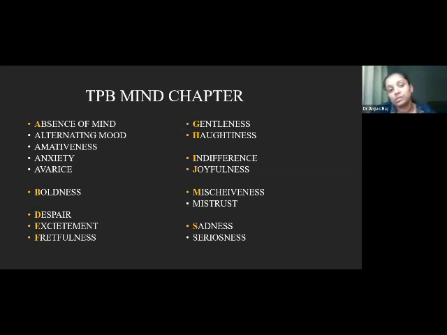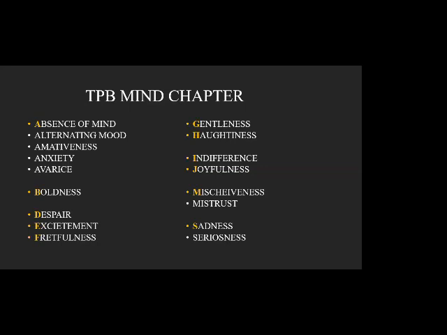So first you start with the A. There are 5 rubrics in the mind chapter: absence of mind, alternating mood, amativeness, anxiety, averse. 5 in A. Okay. Next is B. B is boldness. There is no C in the mind chapter, so avoid that. Then D for despair, E for excitement, F for fretfulness. These are all in order. A, B, C is not there, D, E, F. You can see the slide, no?